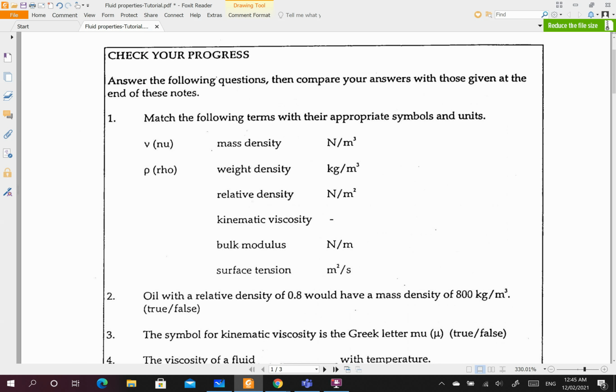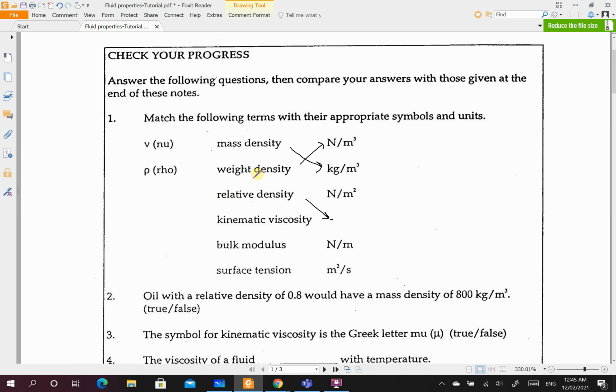So let's go through. So question 1, match the following terms with their appropriate symbols and units. So obviously a lot of these here, I guess all of them, are incorrect, so we've just got to rearrange. So mass density is actually in kilograms per meter cubed. Our weight density is in newtons per meter cubed. Cool. Our relative density has no unit.